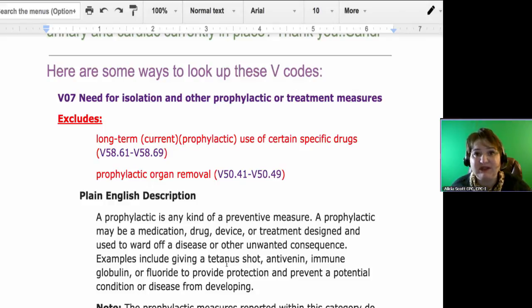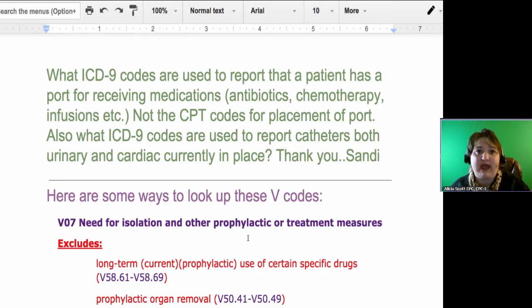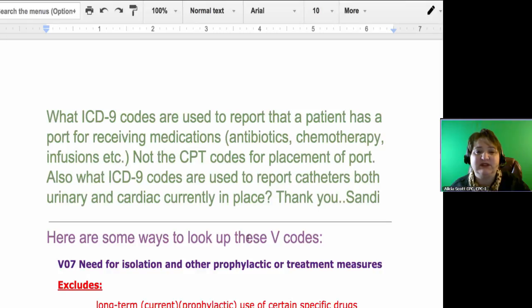So I hope that was helpful to you, and you were able to glean how to find those codes from that. V codes can intimidate people, but man, once you get in there and start using them, it starts clicking.